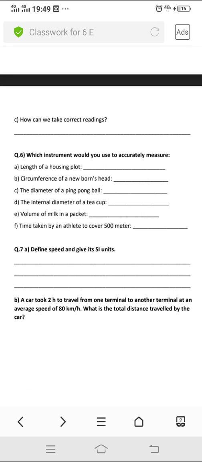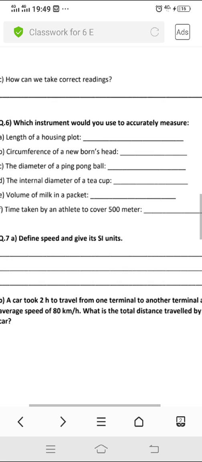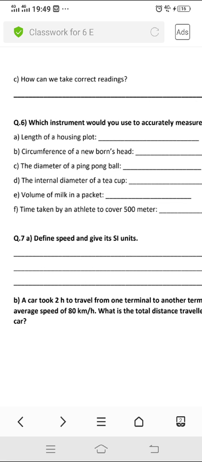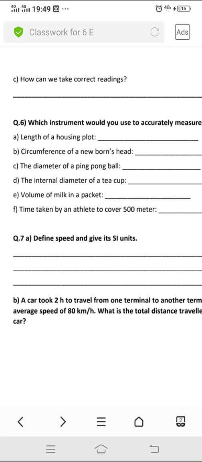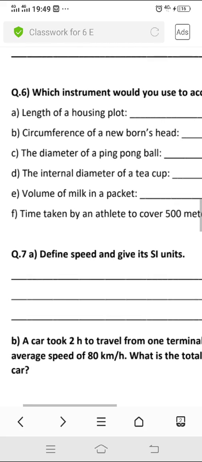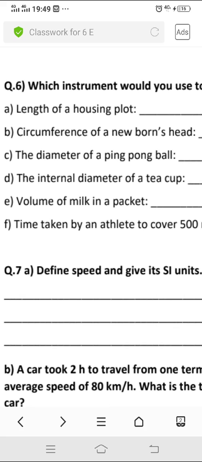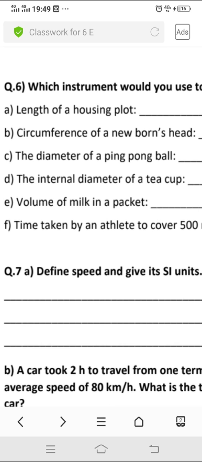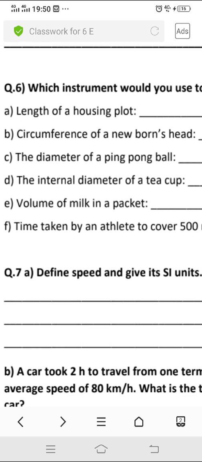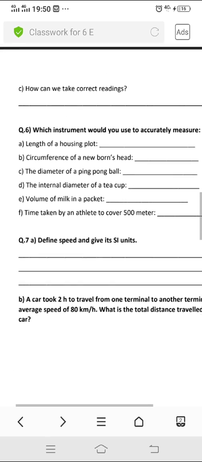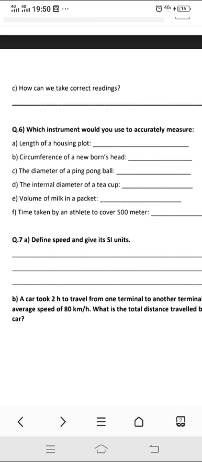Which instrument would you use to accurately measure length of a housing plot? So that's a huge distance to measure, right? So for this, you may use a meter rule, right, or a measuring tape. Circumference of a newborn's head. Now, for circumference, you'll have to fold something, right? So it's going to be circular in shape. So of course you can't fold the meter rule, but what you can do is you can fold a measuring tape. So for circumference of a newborn's head, you're going to use a measuring tape.